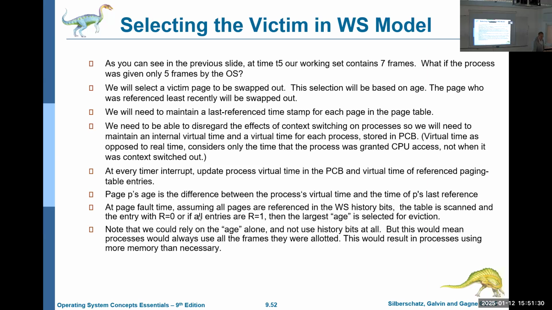At page fault time, assuming all pages are referenced in the working set history bits, the table is scanned and the entry with R equals 0 is selected for victim, or if all entries are R equals 1, then the largest age is selected. Somebody who hasn't been referenced at all, I'll get rid of, but if they're all referenced, then the largest age, the difference between the current time and his reference, is going to be the oldest.